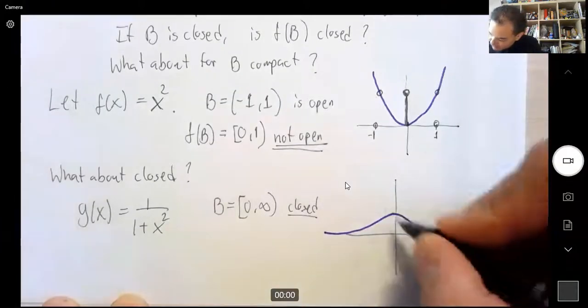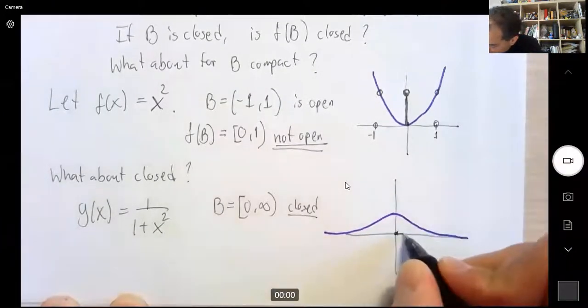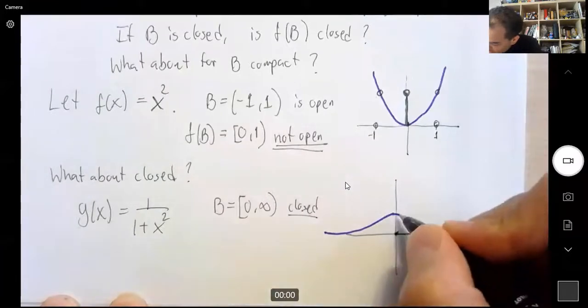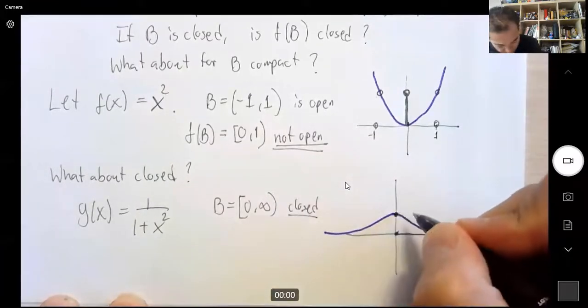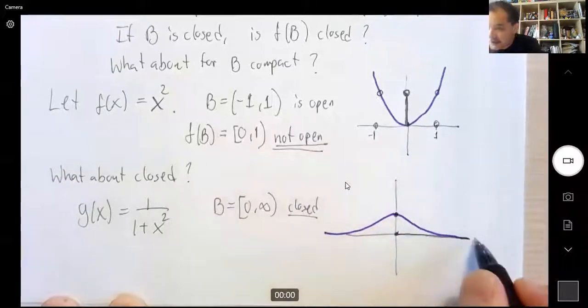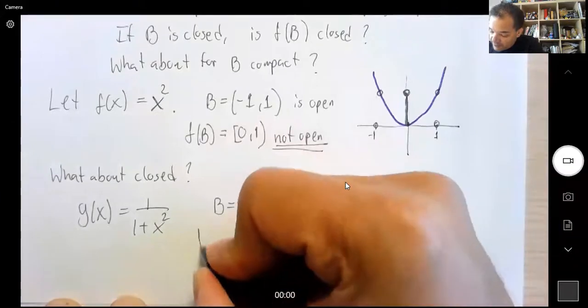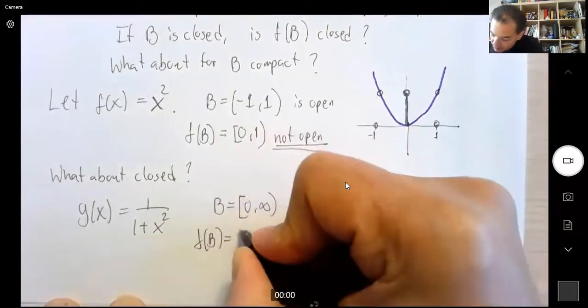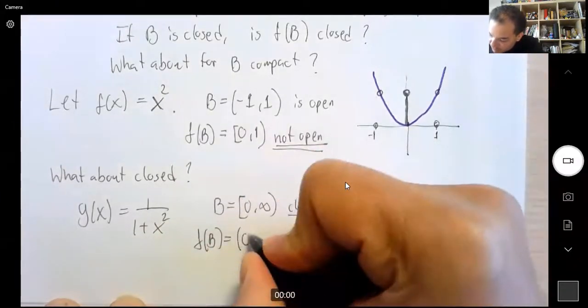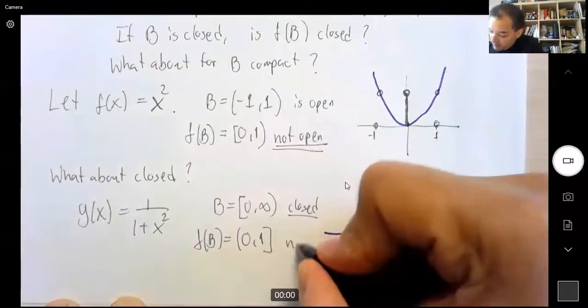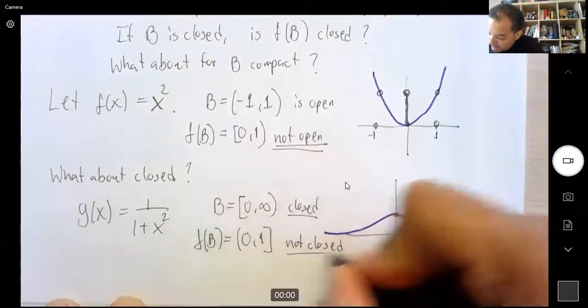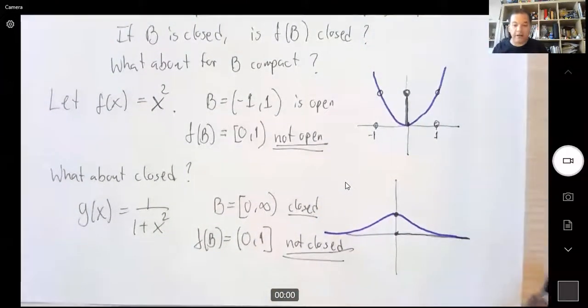And when we do it from 0 to infinity, well, the image is from 1. We do include 1, but it approaches 0, right? It gets closer and closer to 0. So f of v is actually open at 0, closed at 1. So again, not open, not closed. So our property fails in a big way again. All right. Okay.